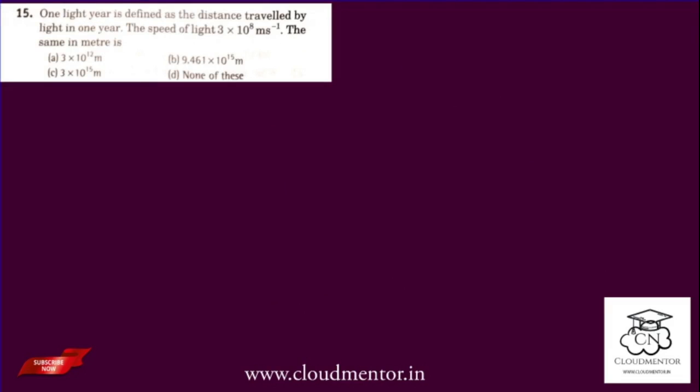1 light year is defined as the distance traveled by light in 1 year. The speed of light is 3 multiplied by 10 raised to 8 meter per second. We have to find 1 light year represented in meters. As we know, that is option B, but I am now showing how it comes. That is how 1 light year can be found out.